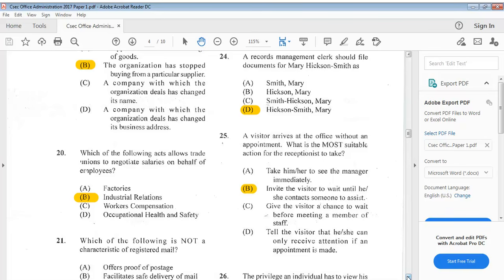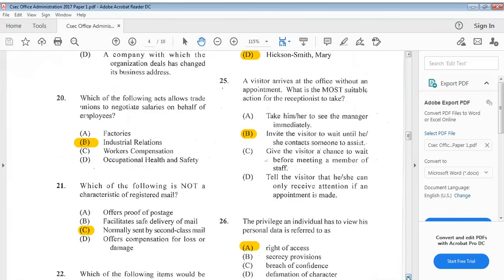Which of the following acts allows trade unions to negotiate salaries on behalf of employees? We know once we're dealing with trade unions, it is industrial relations. That's a giveaway. So it's not factories, it's not C, workers' compensation, nor D, occupational health and safety. Our answer is B, industrial relations. Let's move on to number 21.